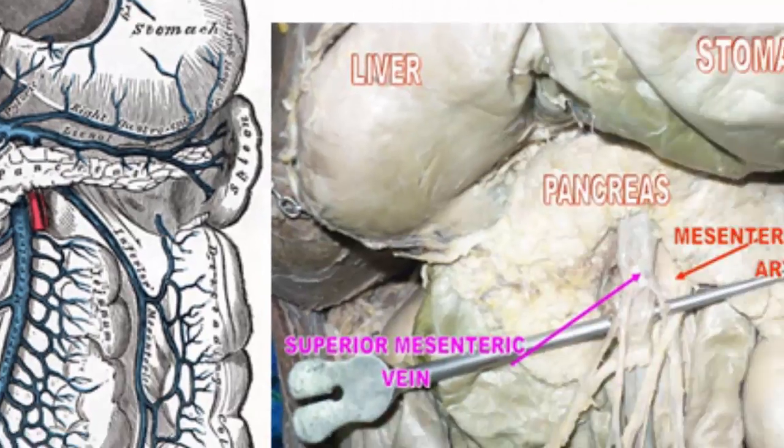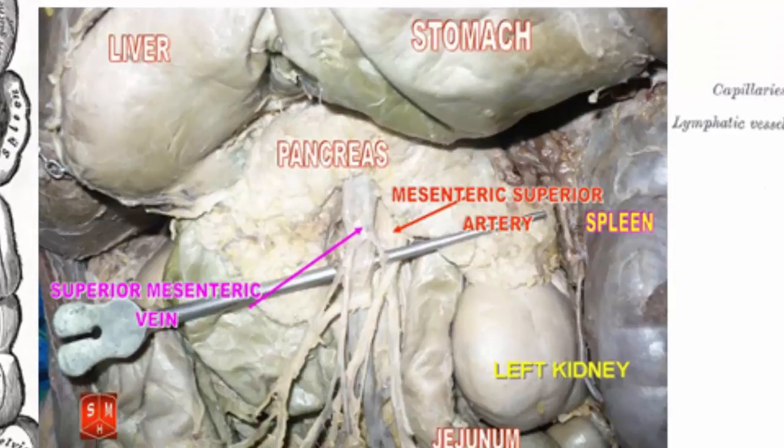In this diagram, we can see that the mesenteric veins are present near the neck of the pancreas, and are present to the right side of the mesenteric artery here. The mesenteric arteries pass from the aorta, and from the aorta they reach all of the intestine.